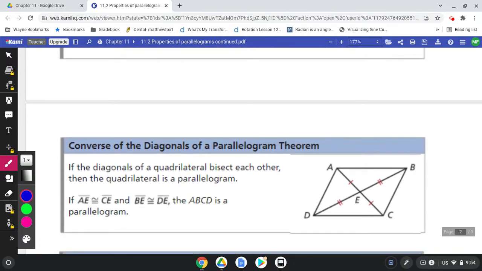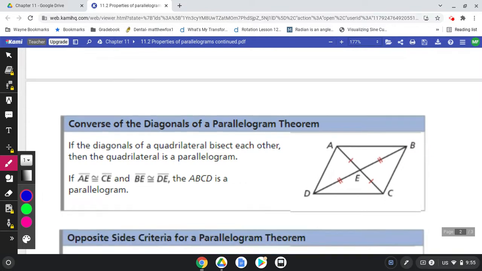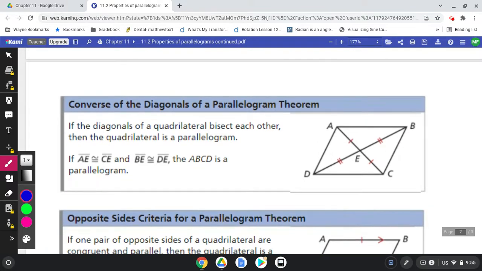The third rule is the converse of the diagonals of a parallelogram. You guys hopefully remember last week we said if it's a parallelogram, that means that the diagonals bisect. They cut each other equally in half. So the converse states if the diagonals do bisect, then we know that it is a parallelogram. If we look here, AE and CE are congruent. Meanwhile, DE and BE are congruent. So if that is the case, it is a parallelogram.